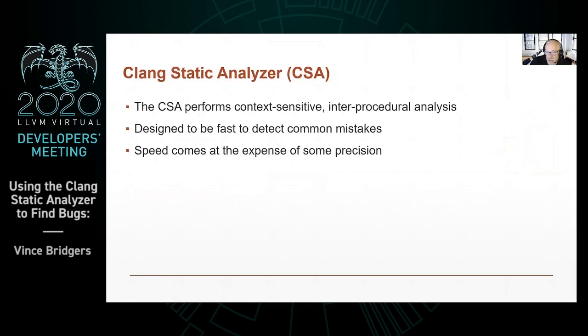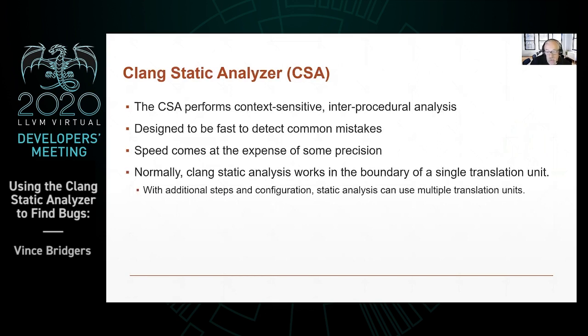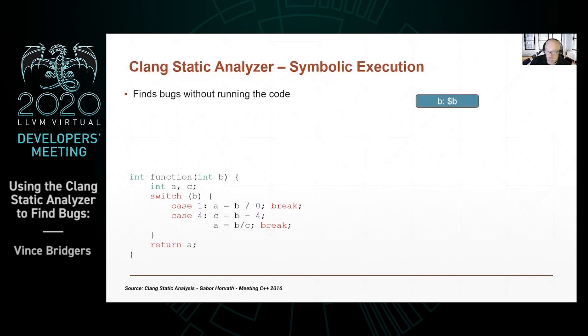So how does a static analyzer work at a top level? The Clang static analyzer, or CSA, performs a context-sensitive interprocedural and also intra-procedural analysis. It's designed to be fast to detect common mistakes, but the speed does come at the expense of some precision, and we'll discuss that in a few slides. Normally, static analysis works within the boundary of a single translation unit, intra-procedural and interprocedural. But with some additional steps in configuration, static analysis can use multiple translation units, and we'll talk about this.